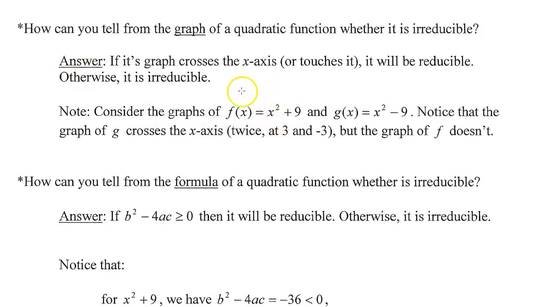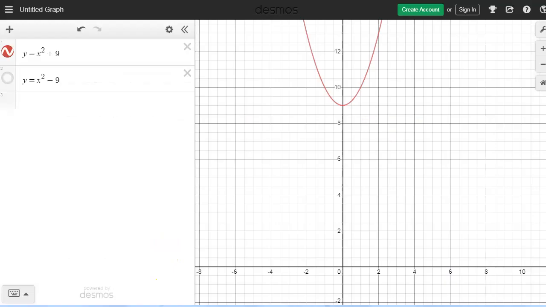If it never crosses the x-axis, it's going to be irreducible. So notice the difference between x squared plus 9 and x squared minus 9. Which of these graphs cross the x-axis? Well, let's look here on Desmos. x squared plus 9 looks like this. Notice it never touches the x-axis. It doesn't have any zeros, right? There's no value of x that you can plug in there to make it 0, so it never touches or crosses the x-axis.